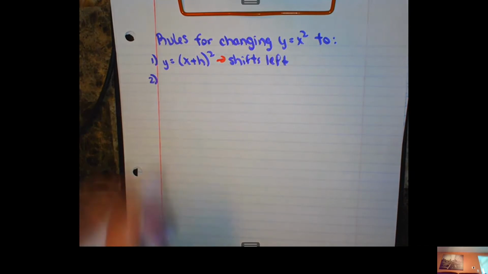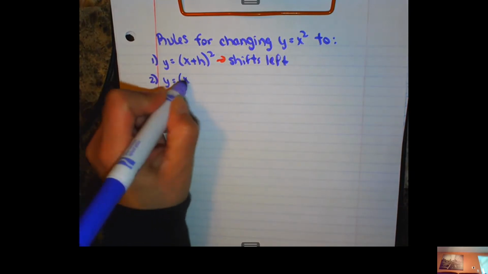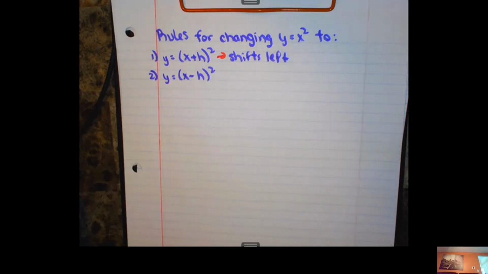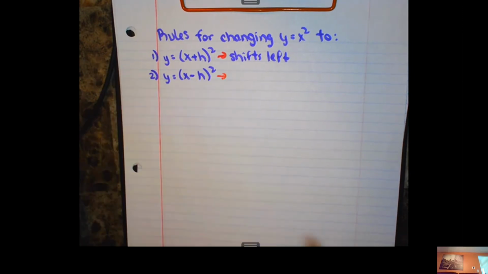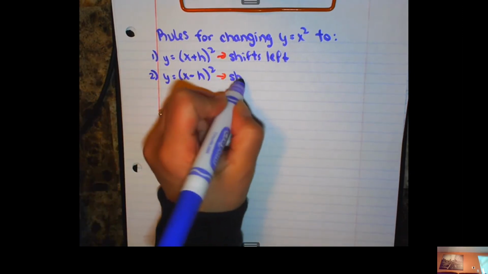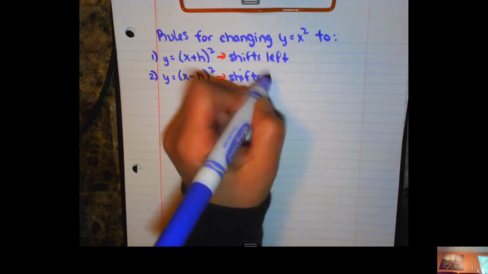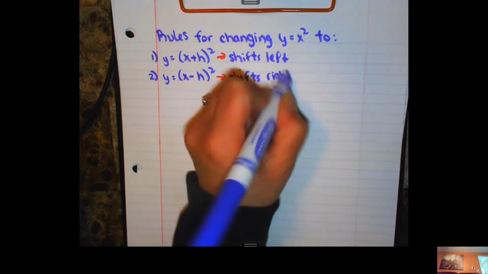Number 2, if we have y equals x minus h squared, that means you're subtracting on the inside. You can probably guess you're shifting to the right. So can you write shifts right?